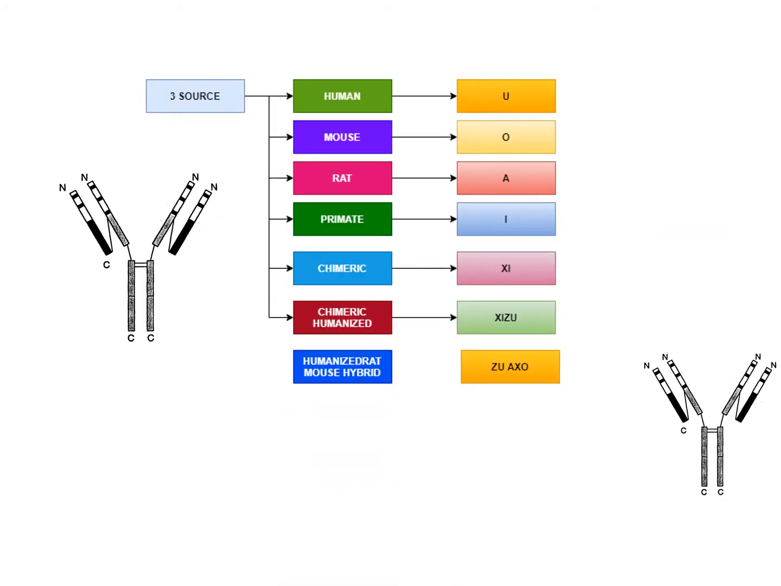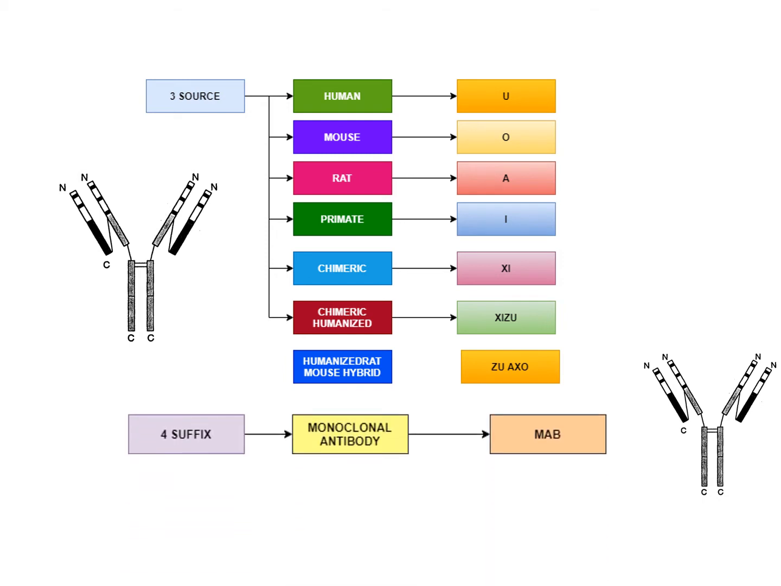This is followed by the source of the monoclonal antibody. If it is a human source, it will have U in its nomenclature. For mouse, it will be O. For rat, it will be A. For primates, it will be I. For chimeric sources, that is two different species mixed together, it is Xi. Chimeric but humanized means it is Zu. Humanized rat mouse hybrid will have Zuxo in its nomenclature.